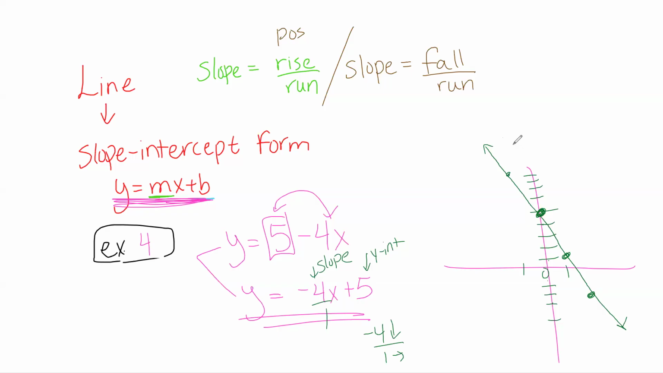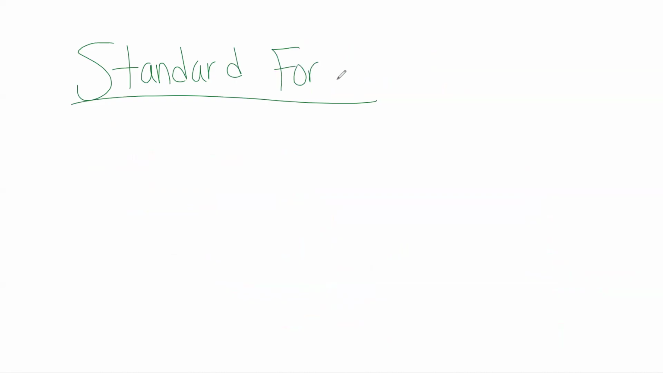All right, that's about it. Okay, that's if it's in slope-intercept form. What if it's in standard form? So standard form looks like this: AX plus BY equals C. You can graph from this form, but you don't want to.